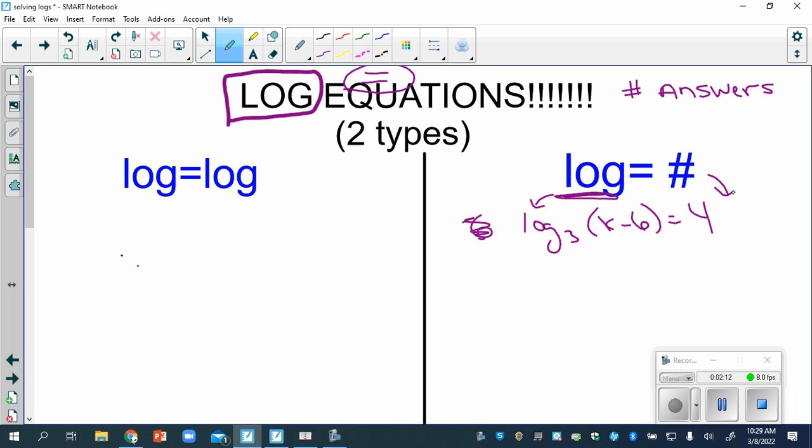Right? Well, we're going to do more of those in a second, but we're going to learn the easier type right now that I didn't teach you yet. And it's super, super easy. The hint, what I want you to write right here is I want you to write log equals log, and I want you to write this hint down. The hint is the word cancel.